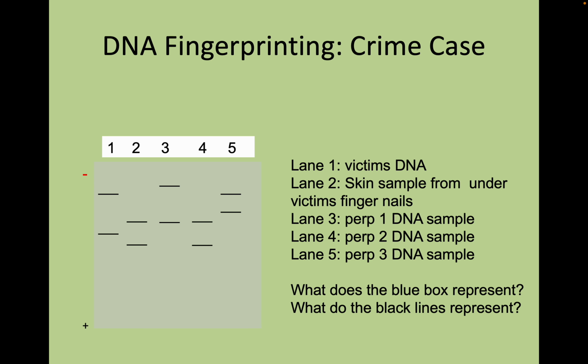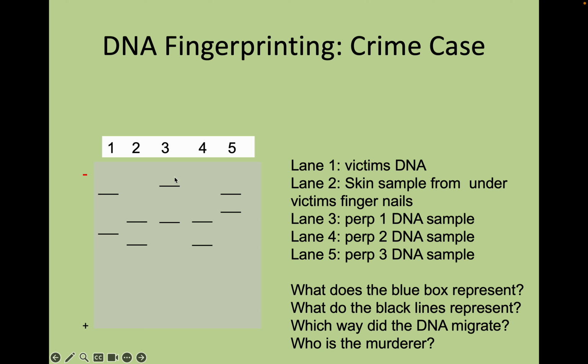What does the blue box represent? Okay, so this box here, this grayish blue box, represents the electrophoresis gel, right? The black lines are fragments of DNA. The DNA migrated from negative to positive, and the murderer must be suspect number 2 in lane 4.